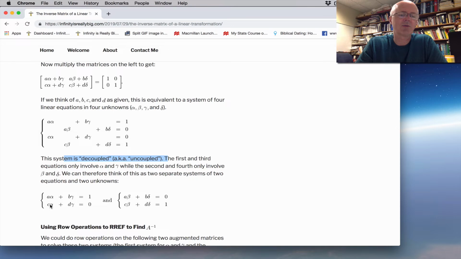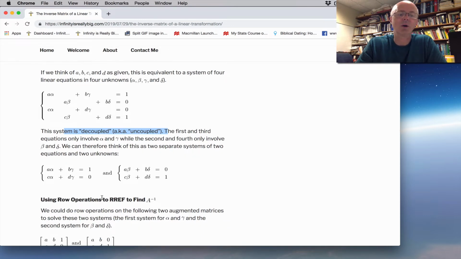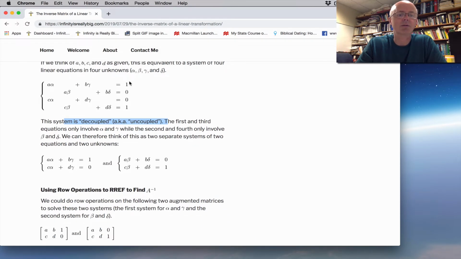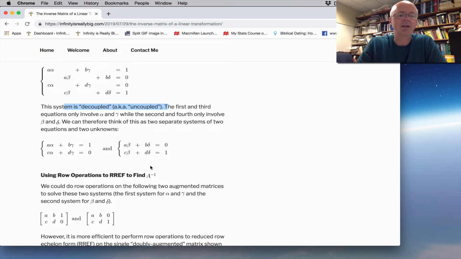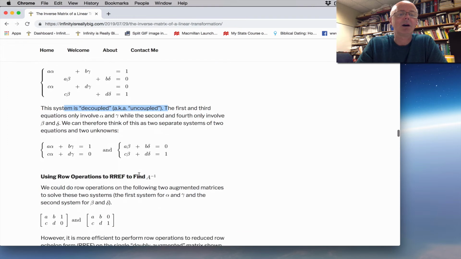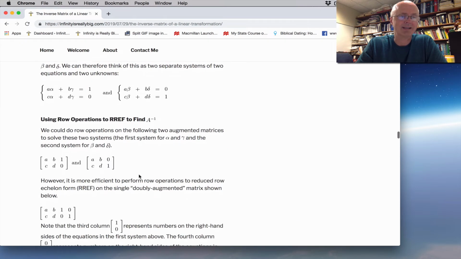And so it's really equivalent to 2 systems of 2 equations and 2 unknowns, where here I took the first and third equations for this one here, and for the second one here I took the second and fourth equations. Okay? Solve this system for alpha and gamma, solve this system for beta and delta, and you found the entries of the inverse matrix if it exists.